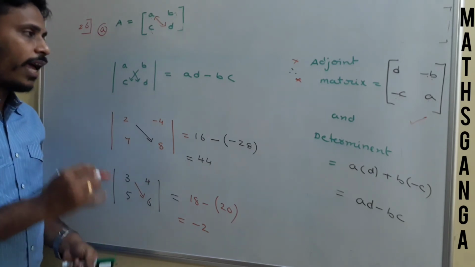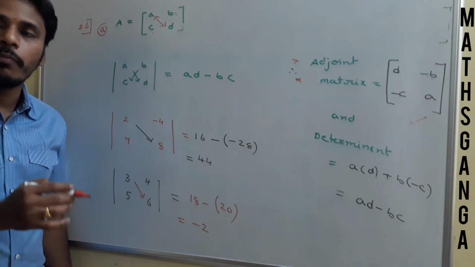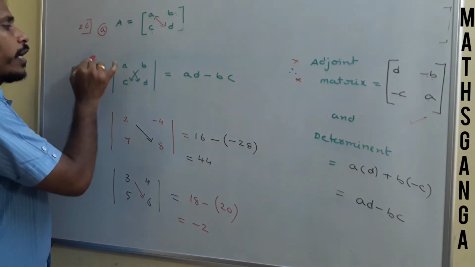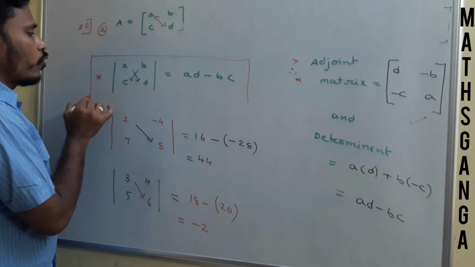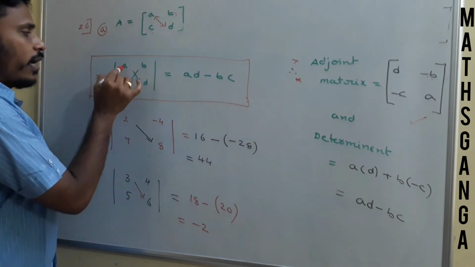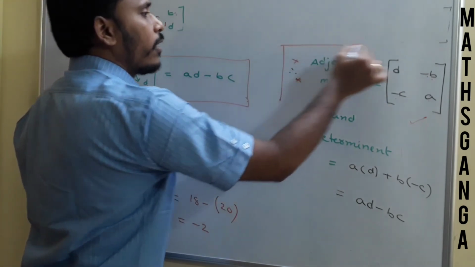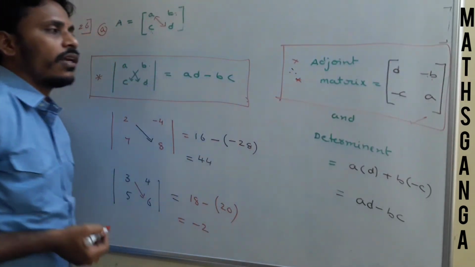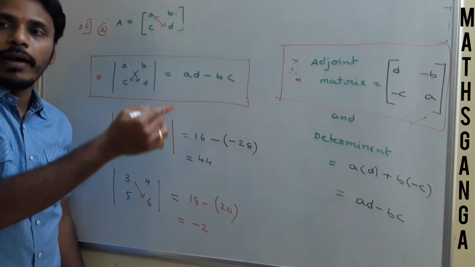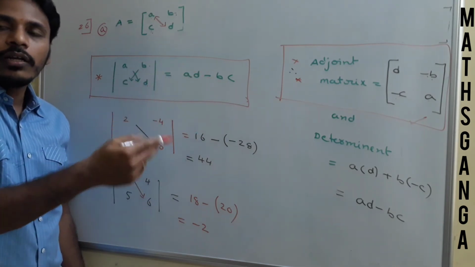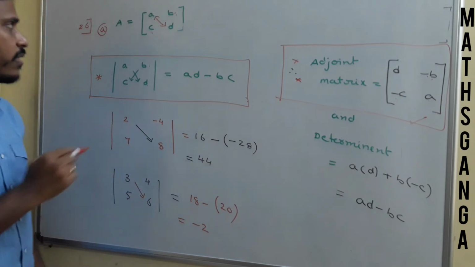So every time, to write the determinant for a 2 by 2 matrix, you need to follow this formula: the determinant of A, B, C, D is equal to AD minus BC. As well as the adjoint, which is simply this: D, minus B, minus C, A. These two things you need to memorize to solve the problems. Then just have a look.